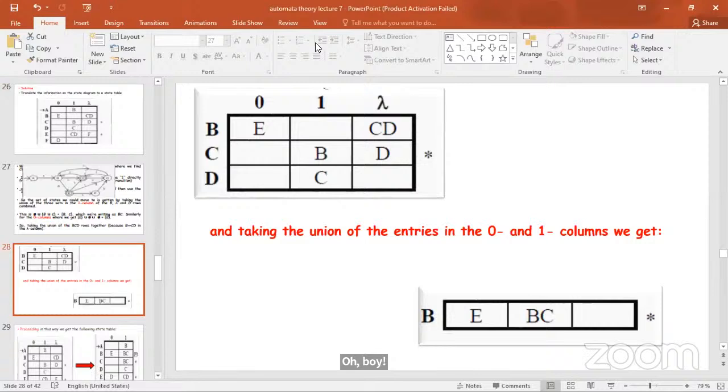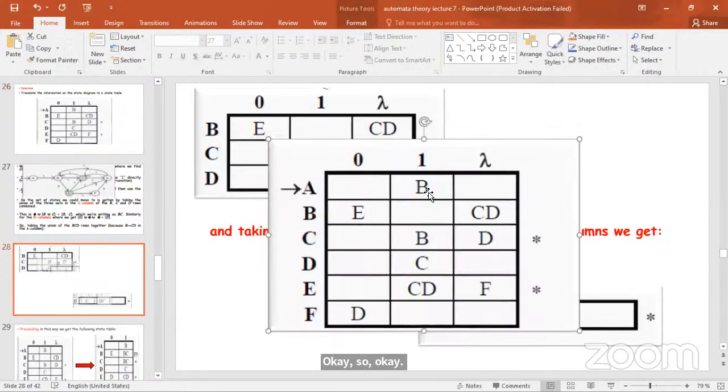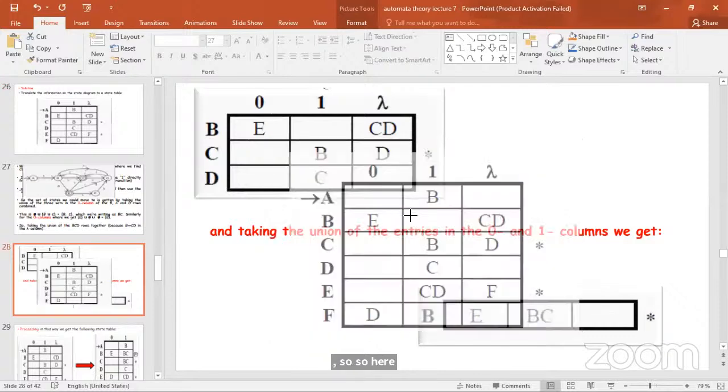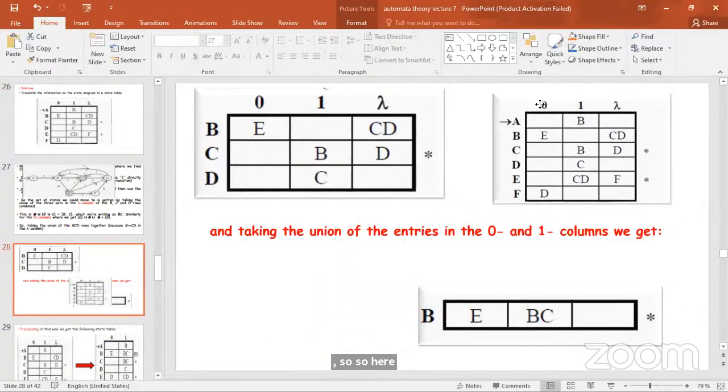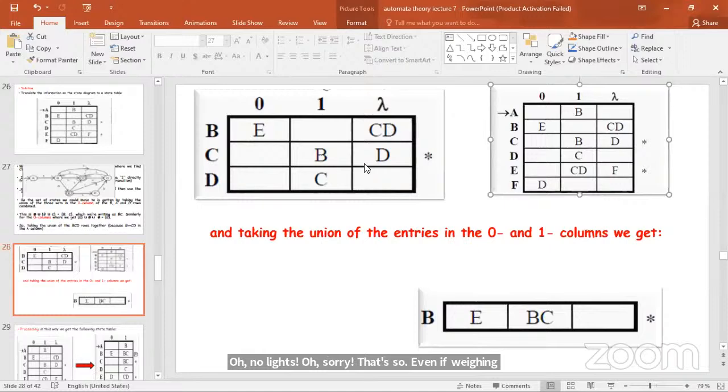Okay, let me just move this here so that it will be easy for us to explain. So here. Now look at, oh, no light. Oh, sorry to hear that. So even if we're in class, there won't be power supply soon.